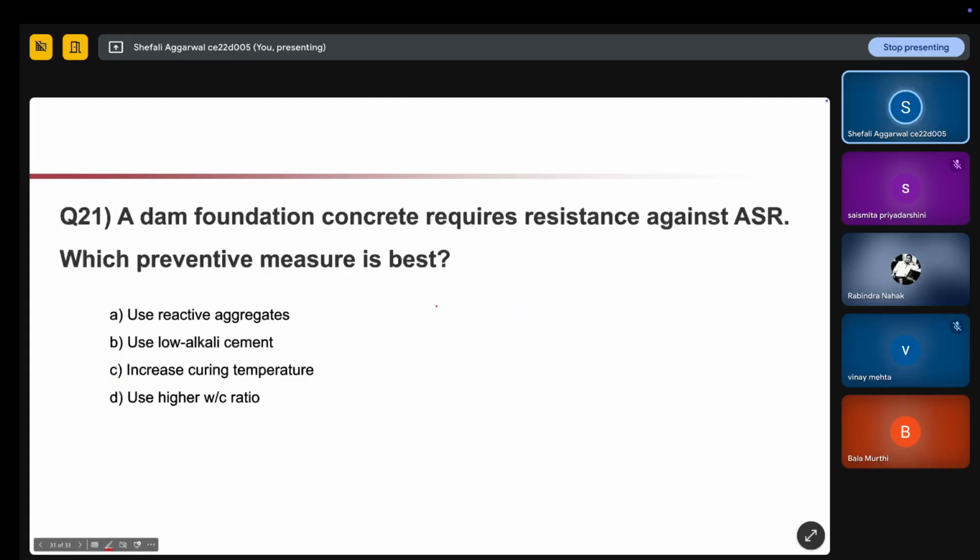A dam foundation concrete requires resistance against alkali silica reaction. Which preventive method is best? Using reactive aggregates, low alkali cement, increasing curing temperature, or using higher water cement ratio? I think ASR will be in the next to next lecture, but if you know, anyone. So the main, best preventive measure is using low alkali cement. So B will be the correct option.